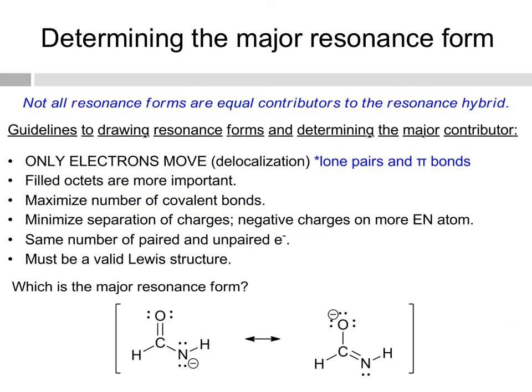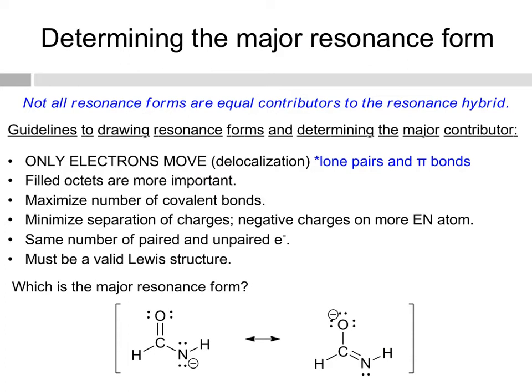Now let's go back to the two resonance forms that we looked at before. Let's analyze these two and determine which one is the major resonance form. That means which one is more stable, and therefore which one is contributing more towards the resonance hybrid. So now let's go back to our guidelines. First of all, we have to check and make sure that for both of them we've only moved electrons, and both of them are valid Lewis structures. Both of them have the same number of paired and unpaired electrons. That's standard. That has to be there in all resonance forms.